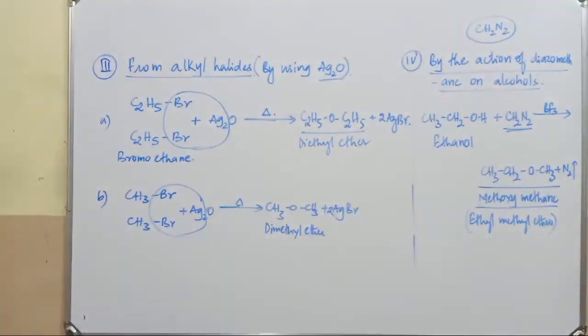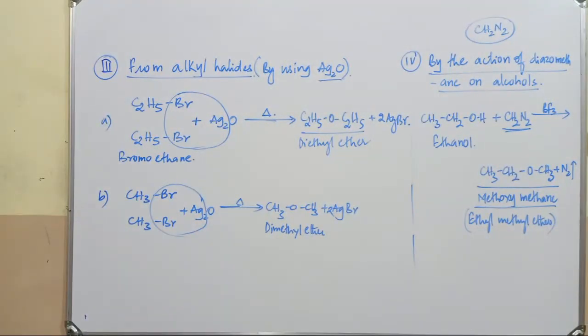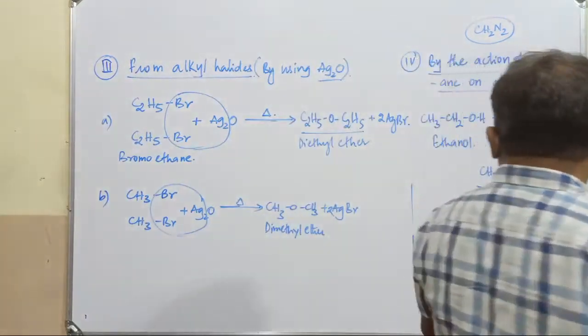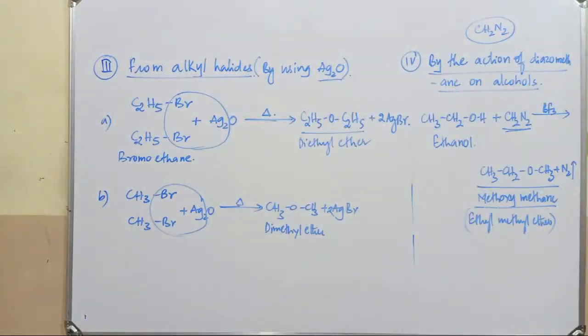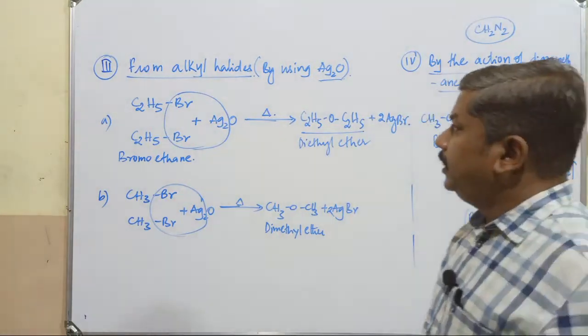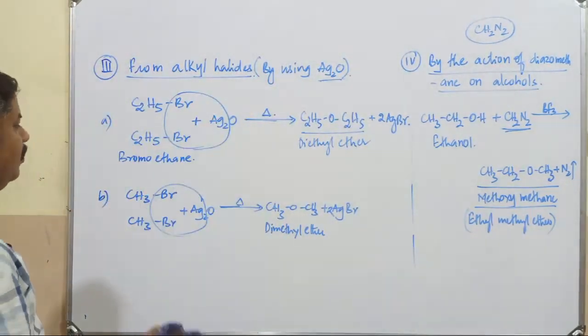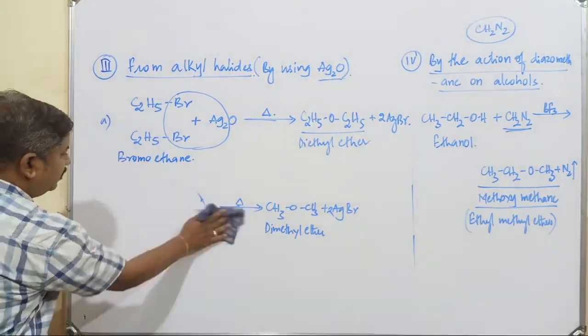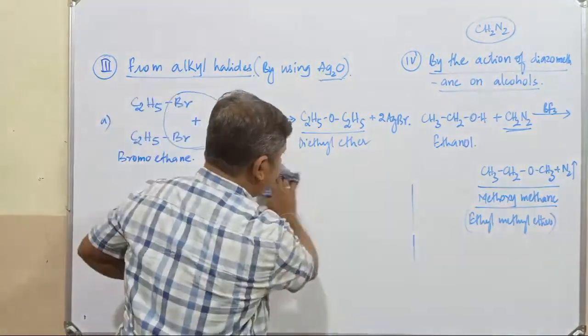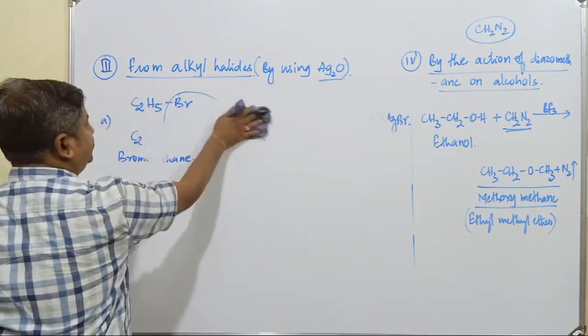Copy this one. Okay. Note down first. The first method is dehydration of alcohols. The second method is Williamson's ether synthesis. The third one is from alkyl halides using silver oxide, and the next one by the action of diazomethane on alcohols. Only I remember this third method. You can copy that fourth reaction.